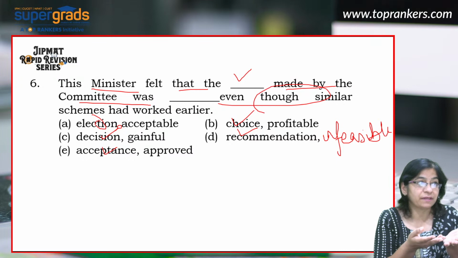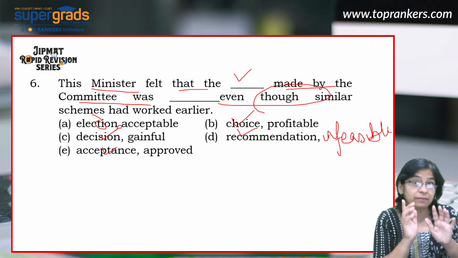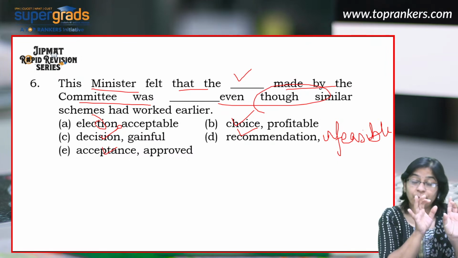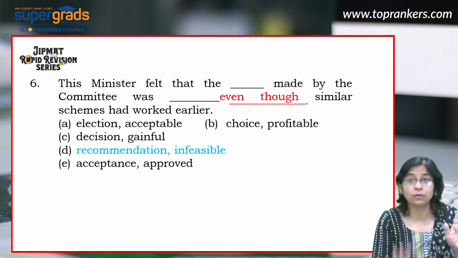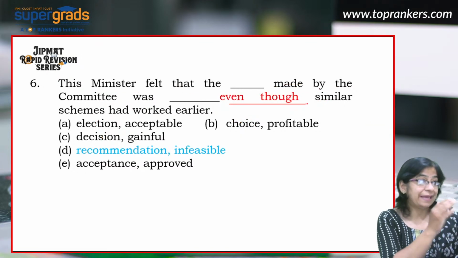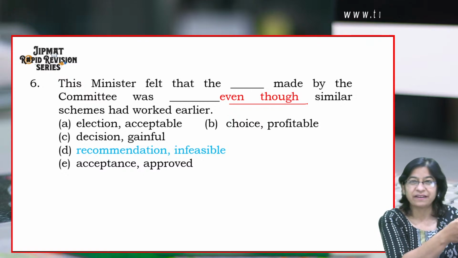Choice made by the committee. I'm not able to eliminate any of them. So I'm more dependent, or more relying, on the second blank to get my answer right. Now, my judgment says that this "even though" will guide me. So he says that whatever the committee did, I've kind of highlighted the answer.